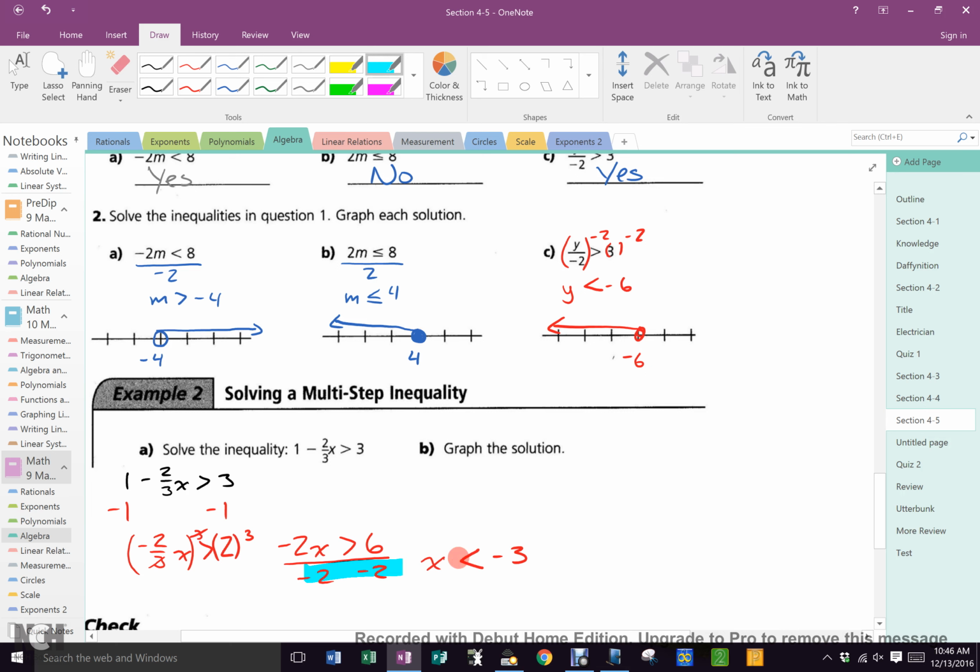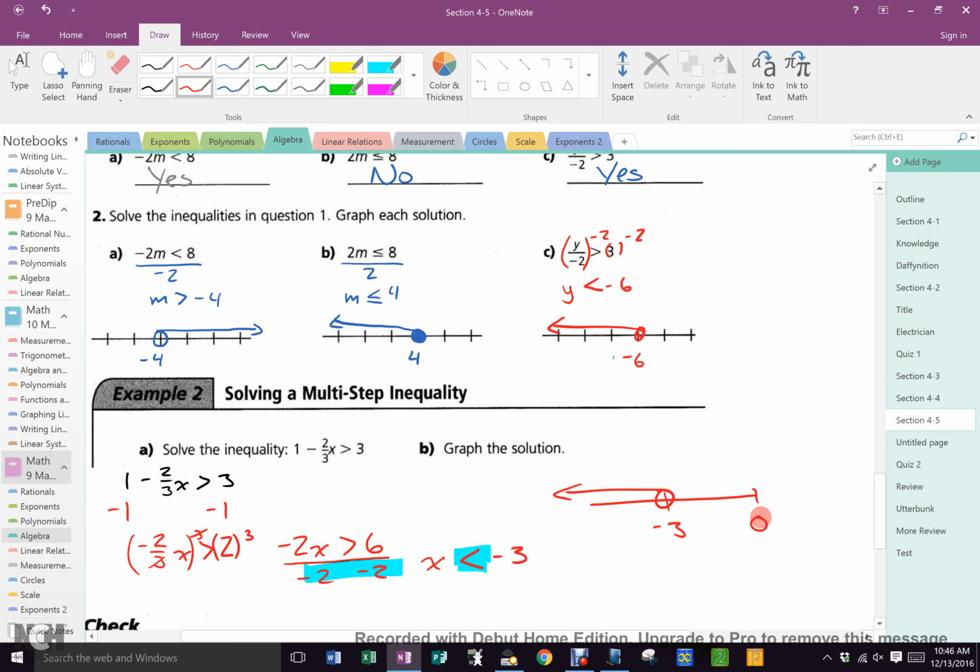Here is where we make our change. Everybody got it? And then we graph. What's the only number that matters? Negative 3. Is it included? No. So it's an open dot. Do I follow the arrow? Yes. Because letters first.